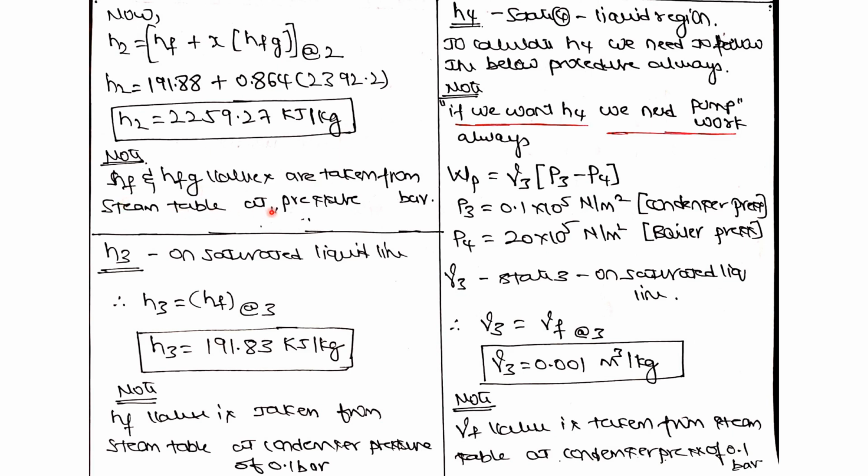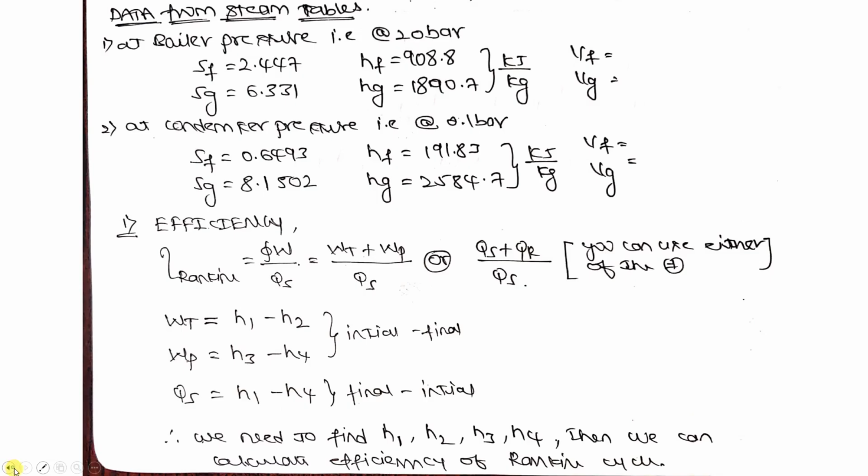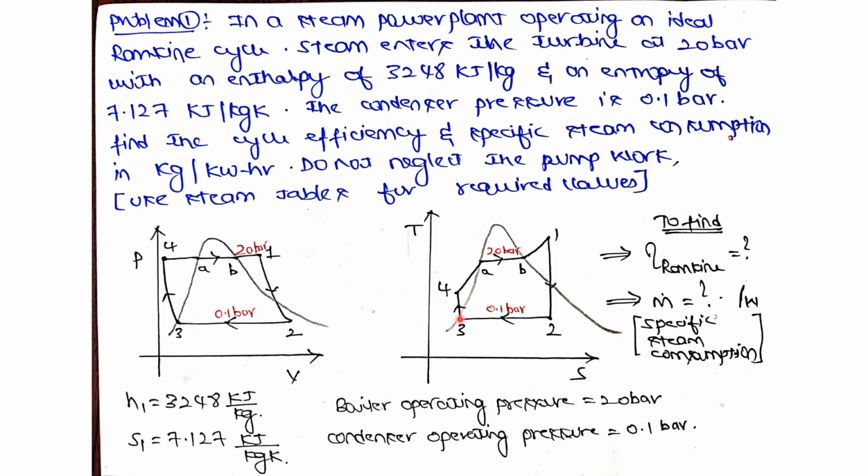Now H3, what is H3? First we shall see where is my state 3. Here is my state 3. Where is my state 3? It is on the saturated liquid line. If any state point is on the saturated liquid line, how will you calculate the enthalpy of that particular state? So enthalpy of such a state is directly equal to Hf at that particular state, that is 3.